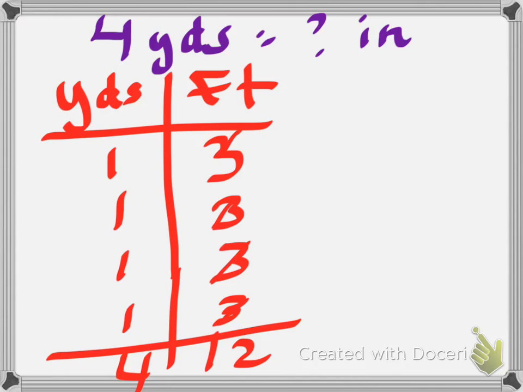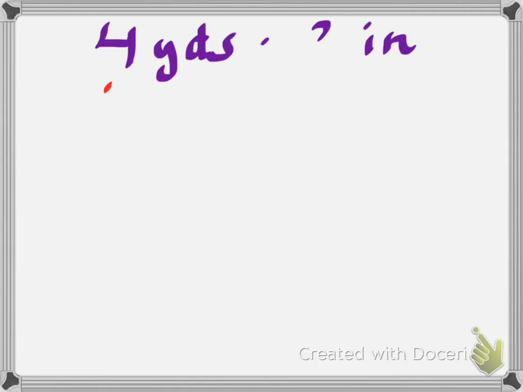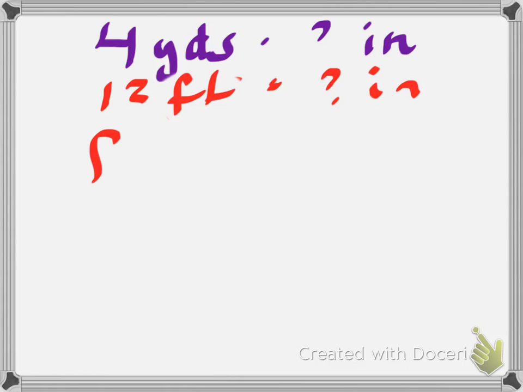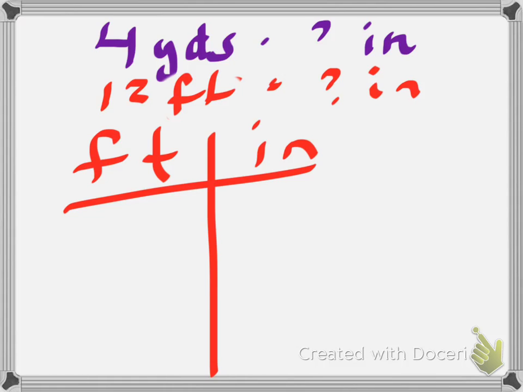Now I can go ahead and move on to the next step, which is converting those 12 yards into however many inches. Or I'm sorry, 12 feet, not 12 yards. 12 feet into however many inches. So again, you have your T-chart, feet and inches, and then you just work it out from there. So you can go ahead and pause me and figure this part on your own.